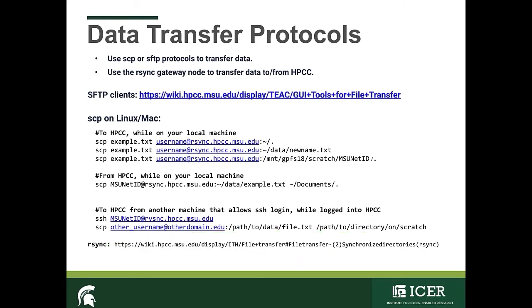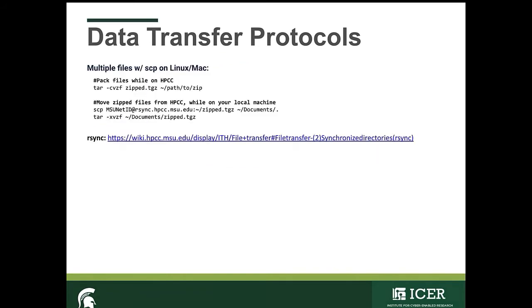If you're transferring multiple files with SCP, you can use the -R option to recursively copy your directory. One key thing to note with this option is that while your directory structure is maintained, your permissions and your ownership may not be. One way around this is to pack multiple files together while you're on the HPCC using the tar command and to zip those files together. And then from your local machine, you're going to use SCP to transfer that zipped file to your local laptop, and untar that file using the -x flag.